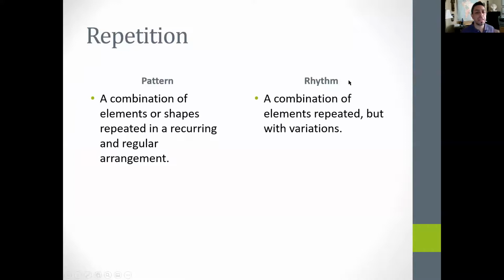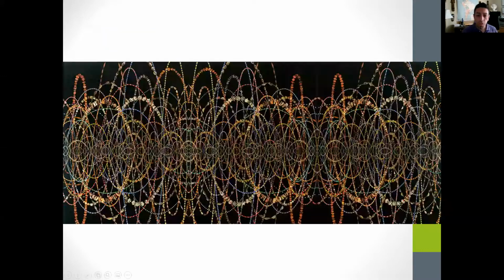Rhythm is slightly more difficult, and the reason why it's called rhythm is because it has to do with the speed at which things within a pattern move, whether they're kind of fast or slow. And rhythm, a word that's attached to music, is very much like music, like a sound wave, right? But visual. So things may seem fast or slow.